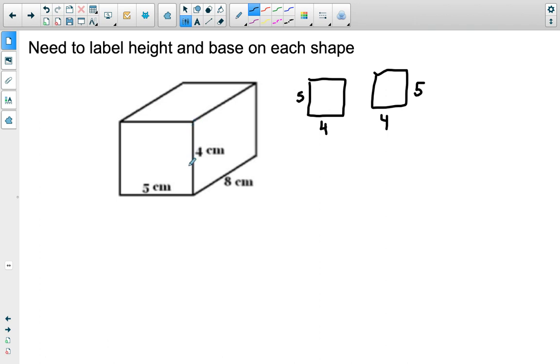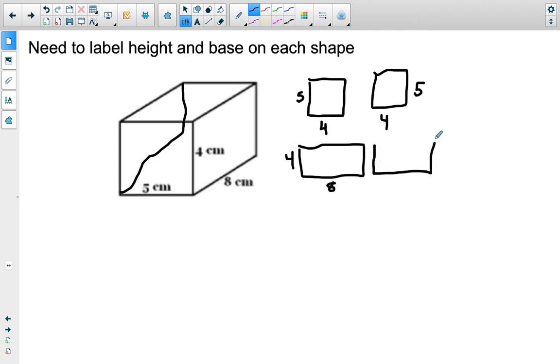I have a rectangle over here that is 4 centimeters by 8 centimeters. And on the opposite side, one that I can't see over here, there would actually be another 4 by 8 rectangle. I just can't see it. So I want to draw those two 4 by 8 rectangles. Like I said, the drawing doesn't have to be beautiful. We just need to draw them and label them. And I have two of those.